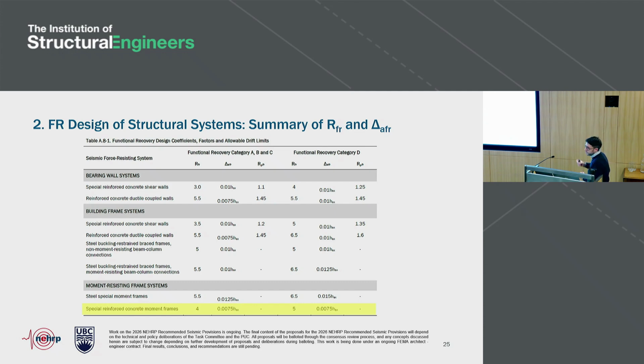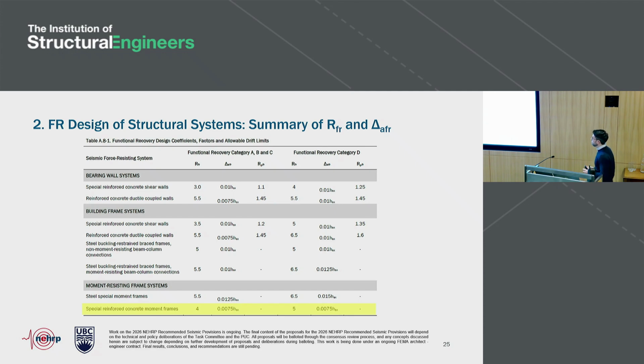Really what goes into the table is something like this, right? These three parameters that I previously introduced, we'll go back to the R mu there later when we talk about non-structural component design, but in essence an RFR and a drift limit that's different for different functional recovery categories for the systems that are listed, and then highlighted again the example that we chose. Now, I mentioned, we go through a very strict consensus-based process to really get these provisions approved.